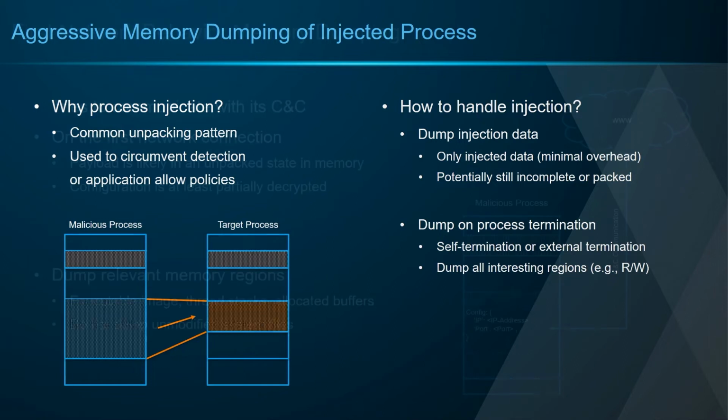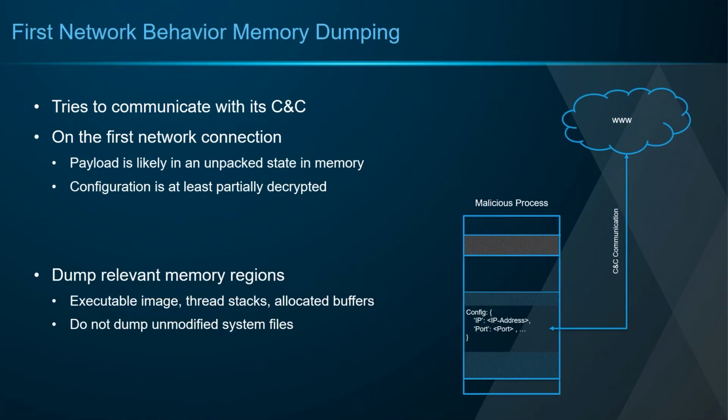The next trigger, a very interesting one and very simple, is the first network behavior. It also works very well, as we'll see later. The idea is very simple. The malware, or the majority of it, will try at some point to communicate with an external server. So when we detect the communication, we want to perform a memory dump. At that point, we expect that the malware is unpacked. It has to be in a runnable state, and at least the address of the server, like a URL, IP, and port, has to be somewhere in memory.